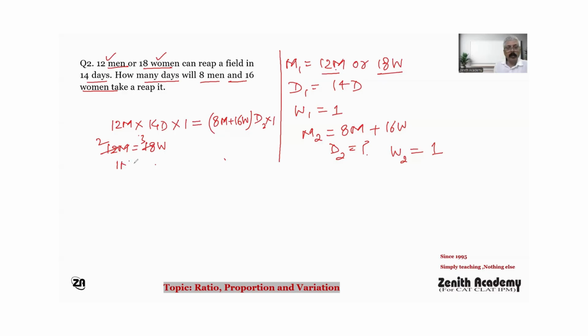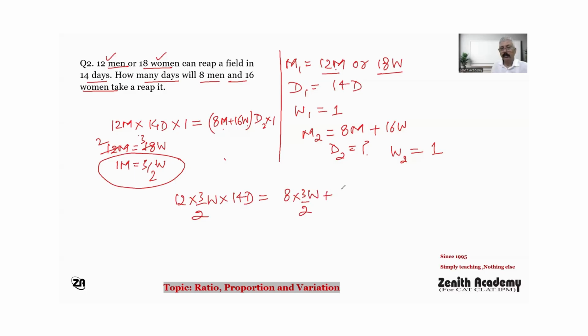So 1 man is equal to 3 by 2 women. This conversion will help you here, because here we have M plus W. So 12M, 1M is equal to 3 by 2 W, 14D, and here 8M. So conversion is required, and this is 16W, and W we take common. So this W will cancel out.